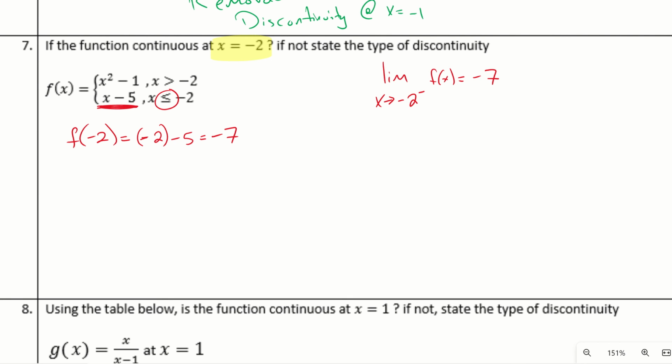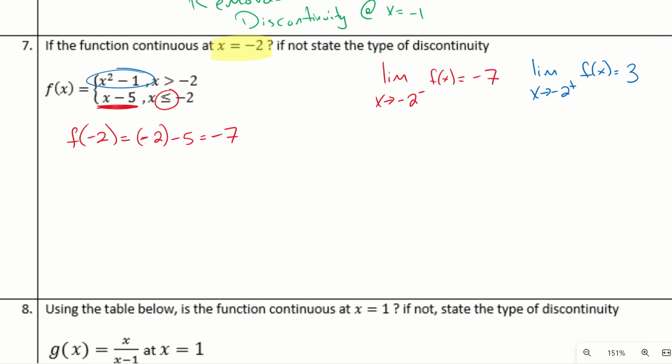So now we got to go through and check, okay, well, that was the limit from the left. What about the limit as x approaches -2 from the right side? Well, from the right side, it says everything that is positive, or everything that is to the right of -2, use this expression here, right? And so we're going to go in and plug in -2. So -2 squared is +4. +4 minus 1 is 3. And so the limit as x approaches -2 from the right side is 3.